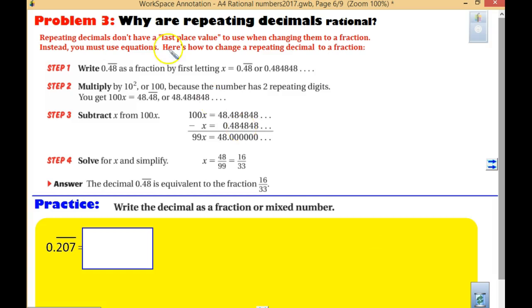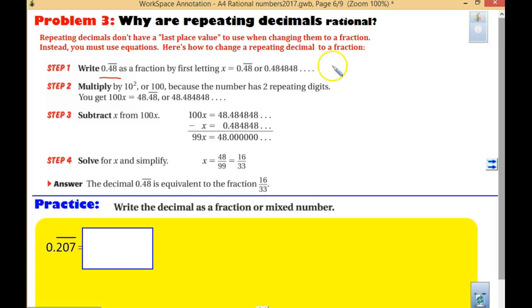So here's the process. We are going to be repeating. It says you don't have to have the last place value when you're changing to a fraction. Instead, we're going to use this equation, how you change a repeating decimal to a fraction. We are going to be asked to convert 0.48 repeating to a fraction.